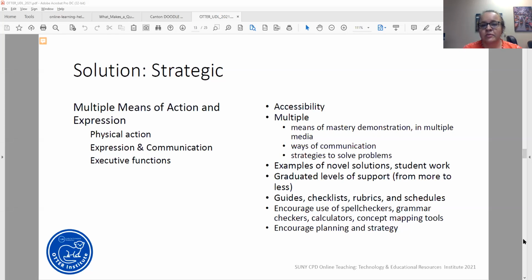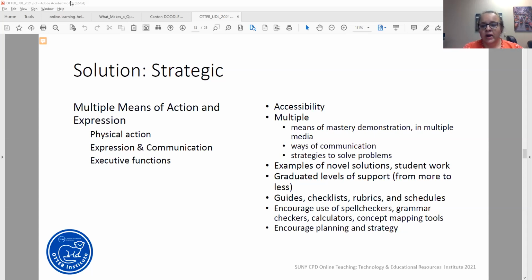Here again, we're talking about physical action. Am I able to understand? So is the video captioned? Because I am hard of hearing and I need captions. Otherwise, I'm not able to physically get that content. So here again, accessibility is something we talk about when we are talking about how our students are acting and how they are able to express themselves in the course.